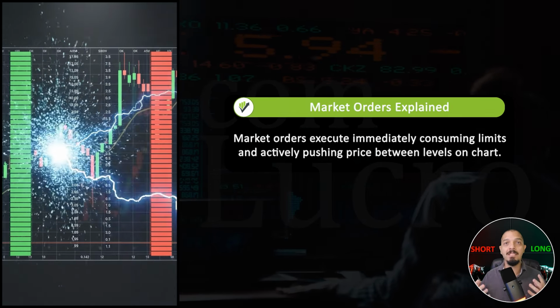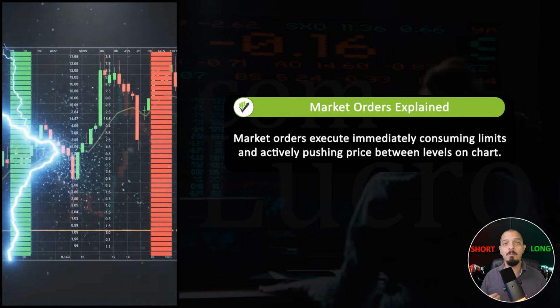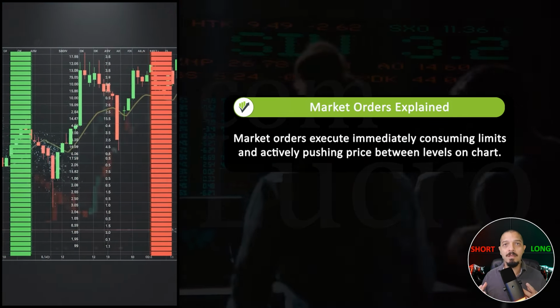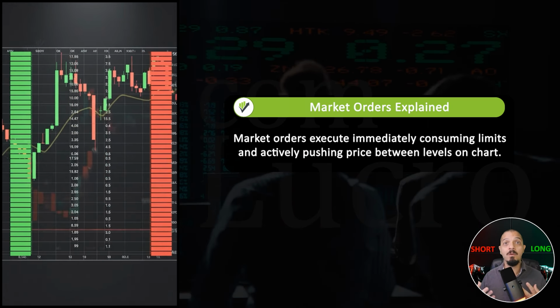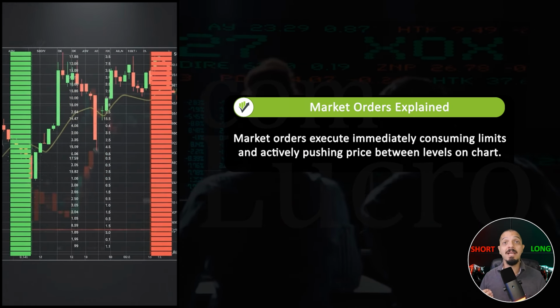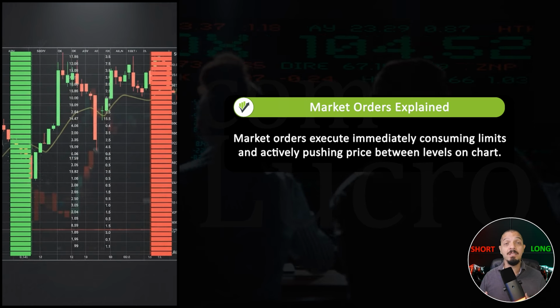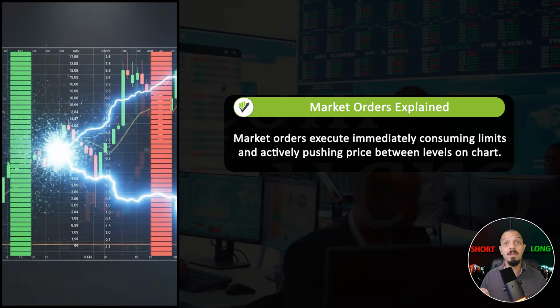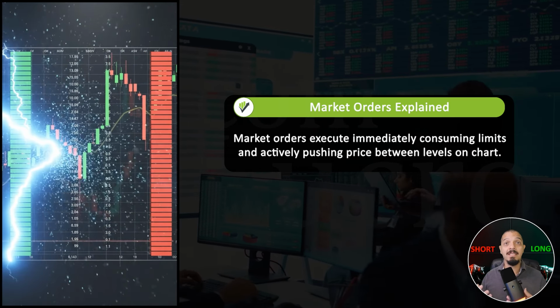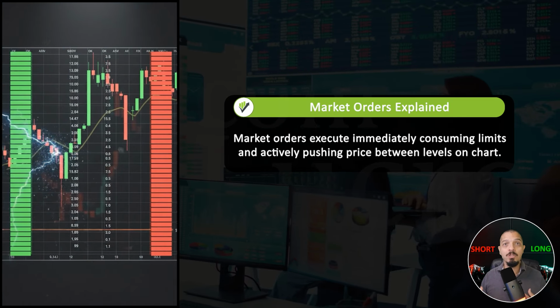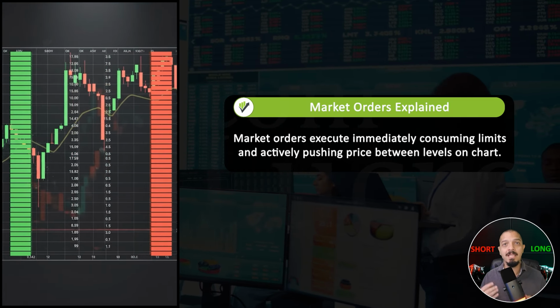If those are the passive orders, the active ones are the market orders. A market order tells the system that you want to buy or sell immediately at the best available price. These orders consume the passive limits waiting in the book. And this interaction is what physically pushes price from one level to the next on your chart.